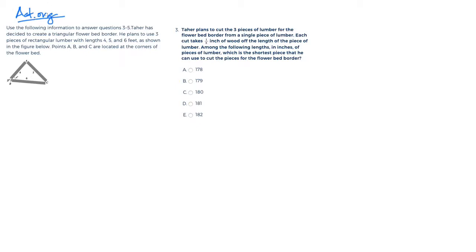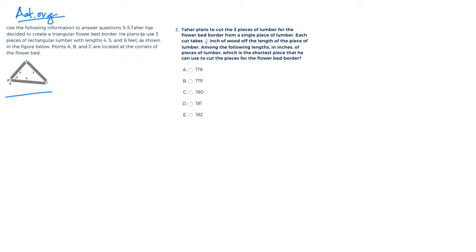On to ACT.org's fourth set of math questions, number 3. Use the following information to answer questions 3 through 5. So they gave you this diagram at the beginning of the first of questions 3 through 5. Taher has decided to create a triangular flower bed border.